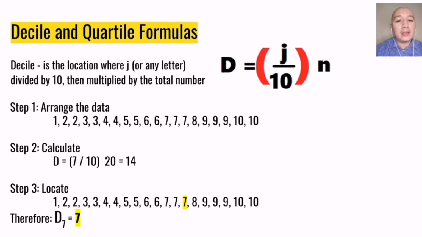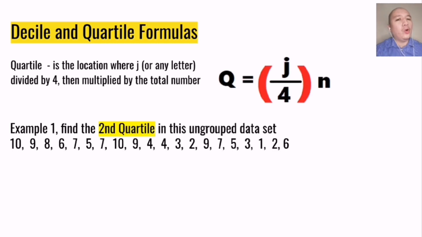So, what does that mean? Your 7th decile is equal to 7. Right? So, it's very easy. It's very easy to identify the decile. And the same goes for quartile.